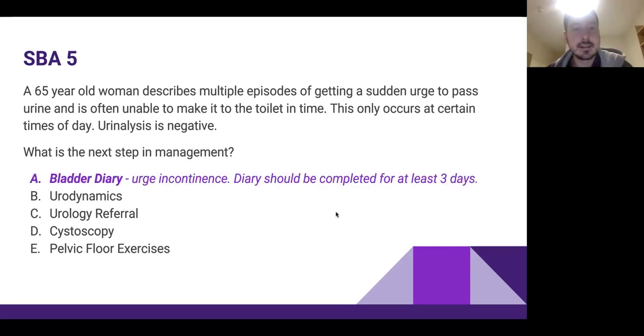So the correct answer is bladder diary. When you approach this question, we see that it's describing incontinence, so you want to first think about what type of incontinence it is describing. Getting a sudden urge to pass urine and not making it to the toilet in time sounds like an urge incontinence as opposed to the other types that we'll go through. Once we've identified it as urge incontinence, what do we think is the first management step? As clinicians, we want to get the idea of how often this is happening and when this is happening. So a bladder diary will be really useful.